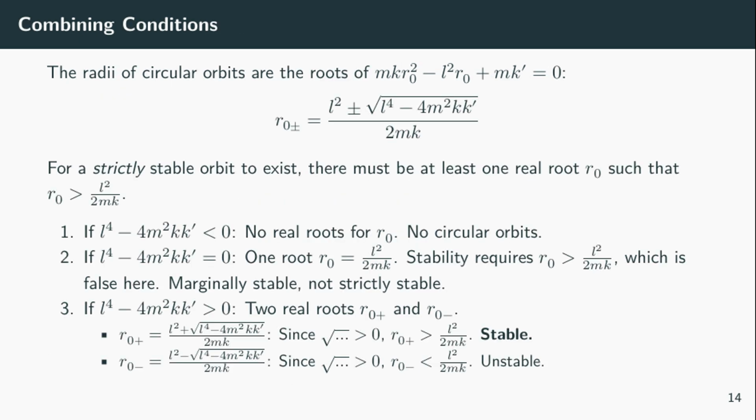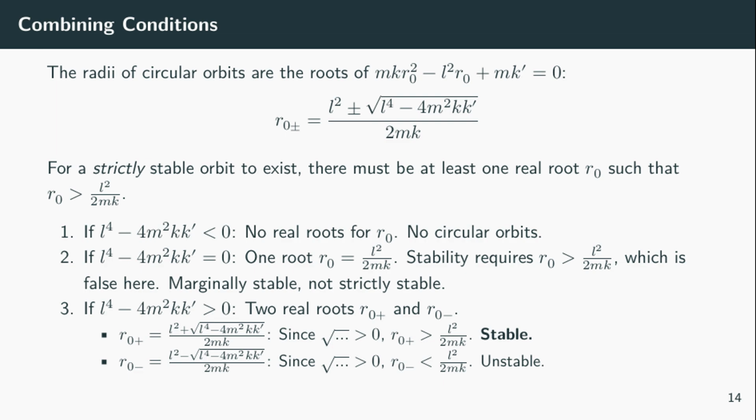Now, let's combine the conditions. The radii of the possible circular orbits are the roots of this quadratic equation. Using the quadratic formula, we find the roots for r0. For a strictly stable orbit to exist, we need two conditions to be met. First, there must be at least one real root for the radius r0. This means the term under the square root must be non-negative. Second, at least one of these real roots must satisfy our stability condition, which requires r0 to be strictly greater than this threshold value.